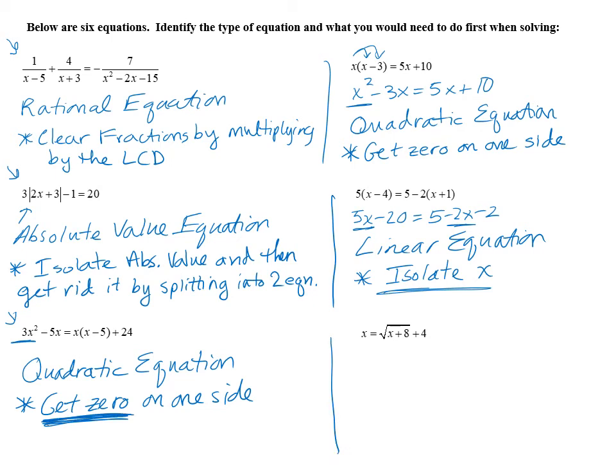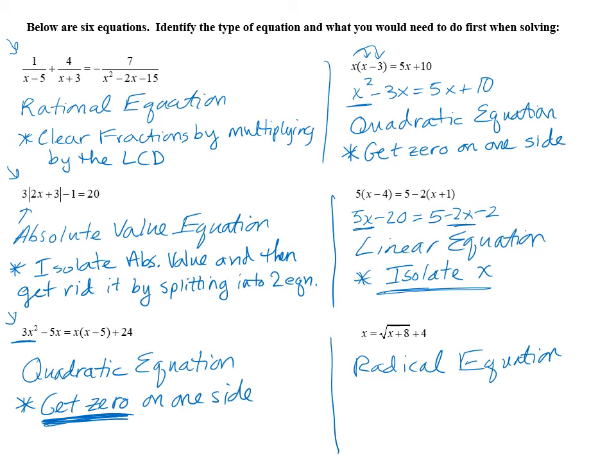All right, my last equation, x equals the square root of (x plus 8) plus 4. That has a square root in it, so technically we call this a radical equation. Anytime you have a square root, a cube root, a fourth root, any kind of root, that is a radical equation as long as the variable is underneath the root. So technically the variable has to be underneath the root to actually make it a radical equation.